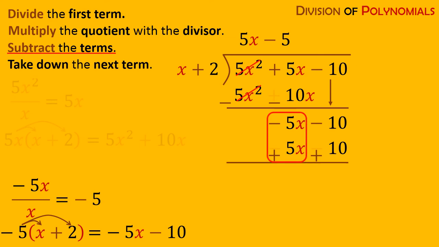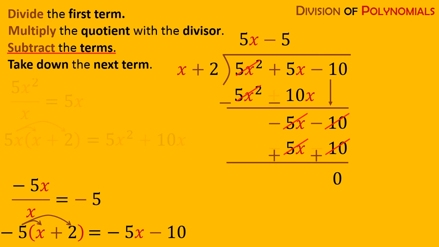Now we are combining the like terms. These two are like terms. They are same with opposite signs, so they can be cancelled out. Next like terms are 10. Again, they are same with opposite sign, so they have also cancelled out, and we are left with 0, which is our remainder in this question.